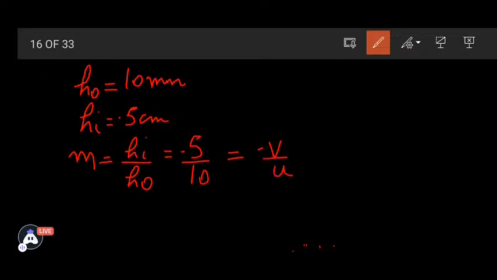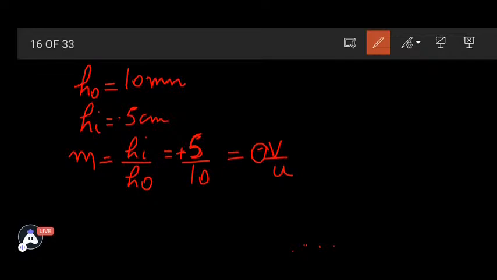We are talking about lens or the mirror? You need to tell me fast. Yes, mirror. So we will take it as minus v upon u. So height of image was +5, the height of object was +10, and we have put it equal to minus v upon u. That is the formula of magnification.